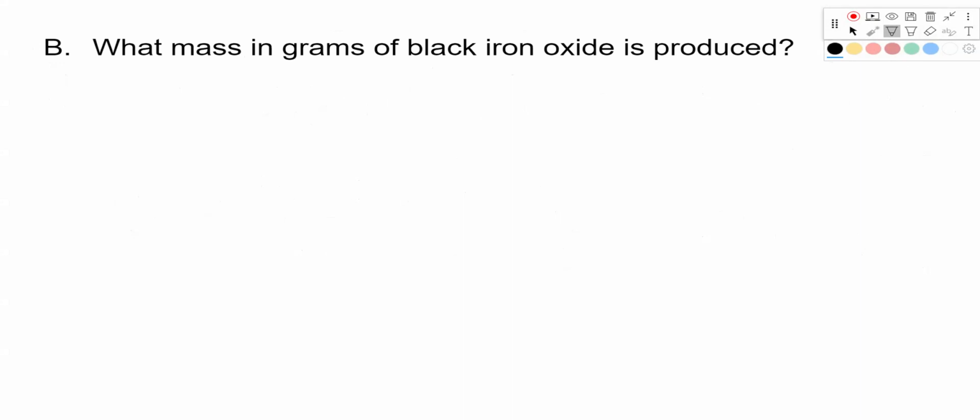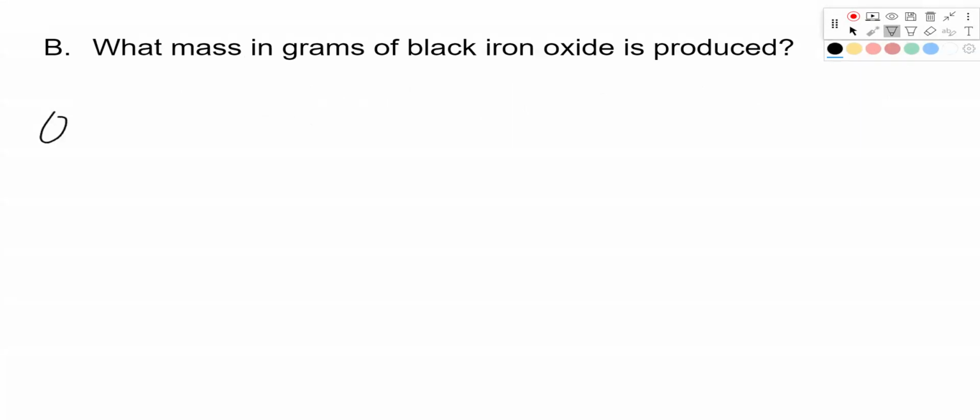Now let's talk, what is the mass in grams of black iron oxide that is produced? Okay, we can answer that question. We've just got to go and convert from moles to grams. That's an easy conversion. We've done that before. So how do I know the moles? Well, it would be the moles produced by the limiting reactant. So we just saw that at the end of our last equation.